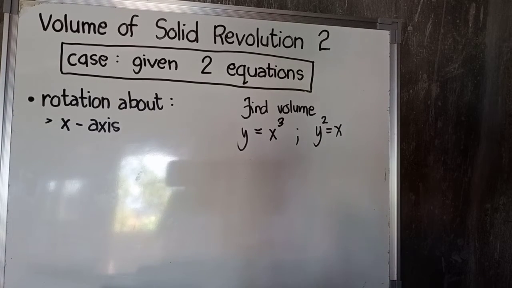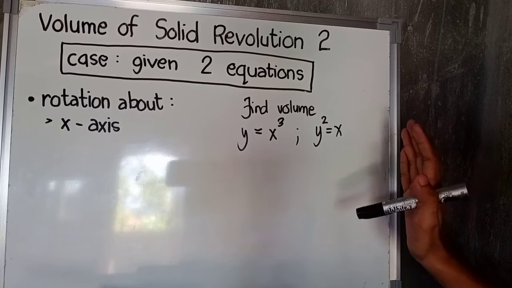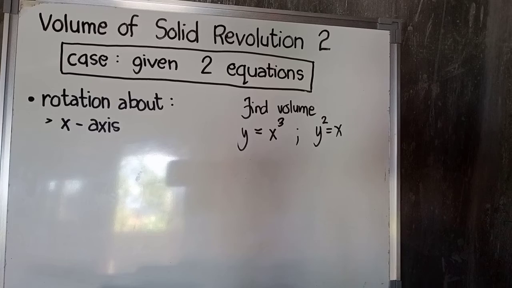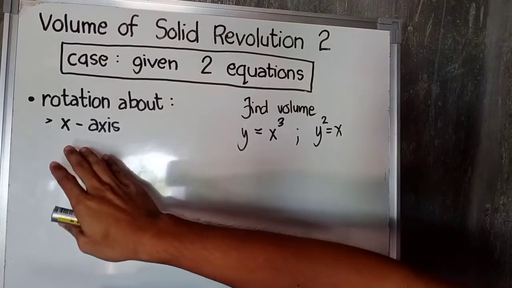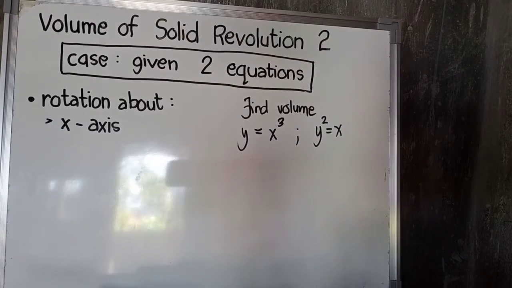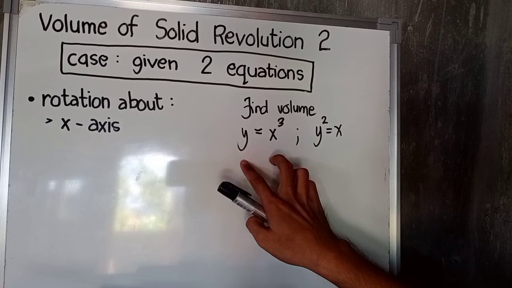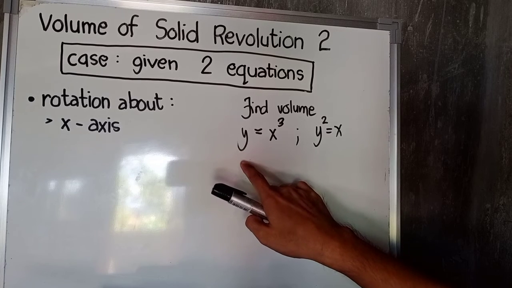Alam na agad natin kung ano yung upper and lower limit. So dito, gagamitin natin yung diniscuss ko kanina na explanation. Since a rotation niya is about x-axis, ang target natin is to isolate y sa isang side and dapat naka-y squared siya. Okay? So dito, sa first equation natin, hindi pa siya naka-y squared.